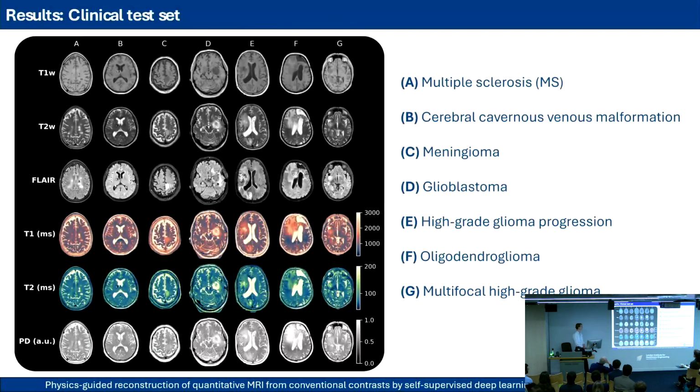So now onto some results. Here I have selected 7 patients from our test set of over 600 patients, A to G, and these are just patients in the test set with some diversity in pathology. So we have an MS patient, a vascular patient, and also some different tumor patients. The first 3 rows show the conventional input MRI, so T1 weighted, T2 weighted, and FLAIR. And then our generated quantitative maps, so T1, T2, and proton density as well.